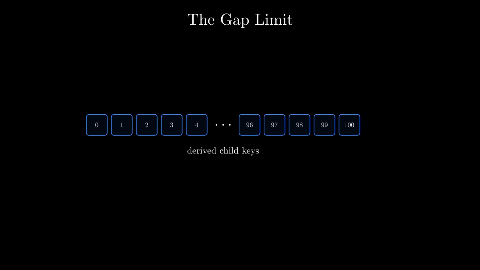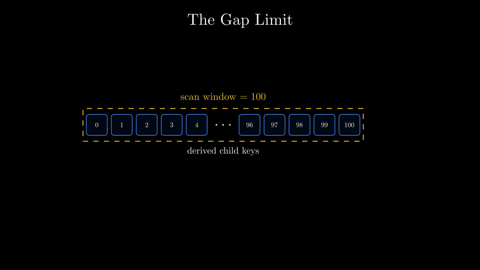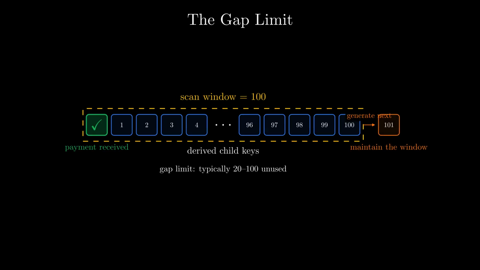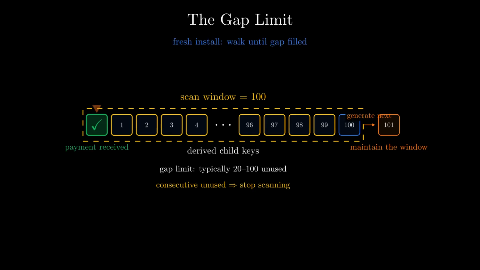Instead, wallets look ahead by a fixed window called the gap limit, typically 20 to 100 unused addresses. When a payment arrives on address 0, the wallet generates address 100 to keep the window full. The gap is how many consecutive unused addresses the wallet tolerates before it stops scanning. On a fresh install restoring from a seed, the wallet walks the tree until it hits that many empty addresses in a row, then assumes everything beyond is unused.